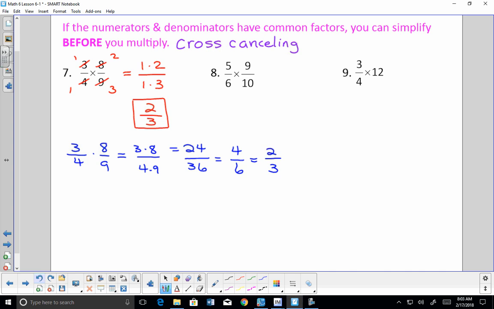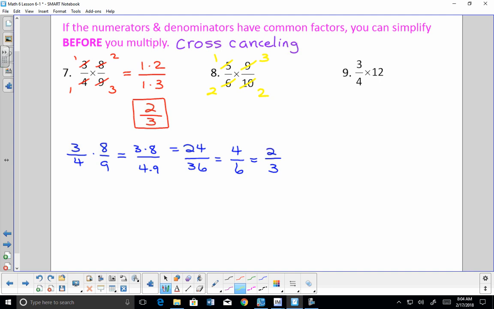Let's look at problem number 8 here. 5/6 times 9/10. I'm looking at this going, is there anything that 5 can cancel into? Oh yeah, the 5 can cancel into the 10. So I might go, okay, 5 goes into itself 1 time, 5 goes into 10 twice. You might say, okay, what other things can we do? Well, 6 and 9, 6 goes into itself, but it doesn't go into 9. But 3 will go into both 6 and 9. So I can say, oh, 3 goes into 6 2 times, and 3 goes into 9 3 times.